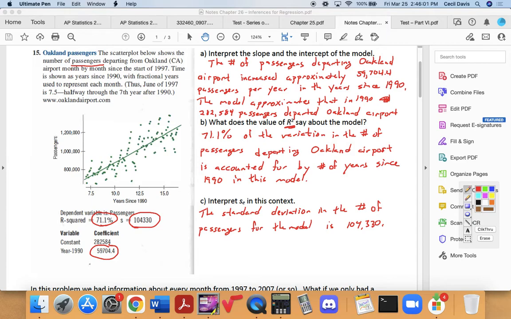All right, so here's the whole question. In this one, we had every data point from, what was it, 1997 to 2007. That's a lot of years. Right, and they did it by the month. So we have every data point we could possibly want. But what if we only took a sample of these? It would look a lot more like a line.